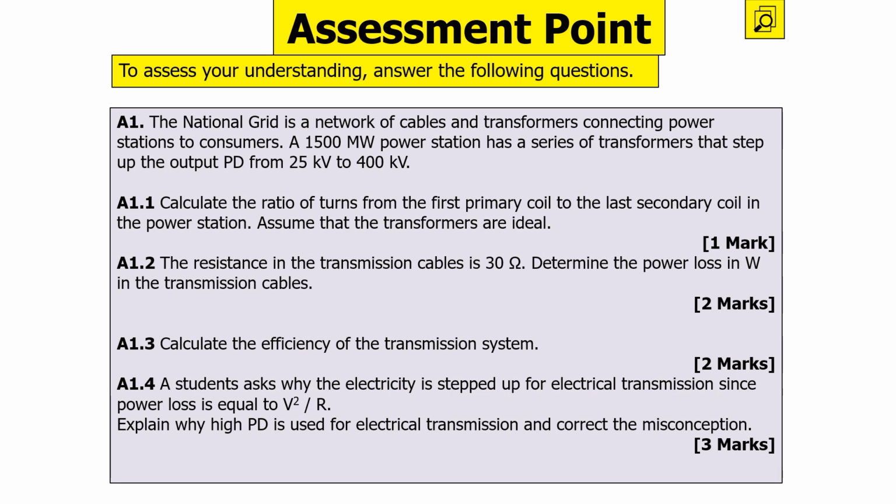The resistance in the transformer cables is 30 ohms. Determine the power loss in the transmission cables. Then calculate the efficiency of the transmission system. Then the student asks why the electricity is stepped up for electrical transmission, since power loss is equal to V squared over R. Explain why high PD is used for electrical transmission and correct the misconception. So pause the video now, then unpause the video when you want to go through your answer.